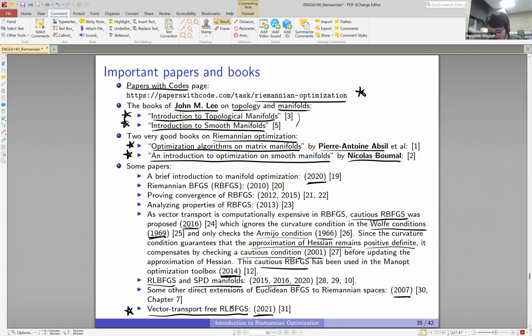So what is this paper? It says that we know in RLBFGS we have a lot of vector transports, right? But they are very computationally expensive and time consuming. So let's find some mapping in the tangent space in a way that the vector transport operator becomes identity map. So you don't need to do anything.